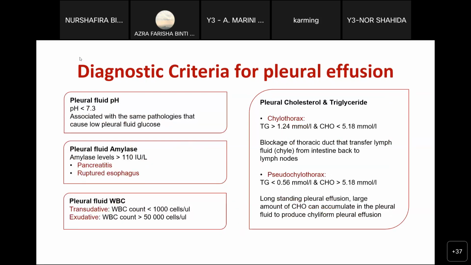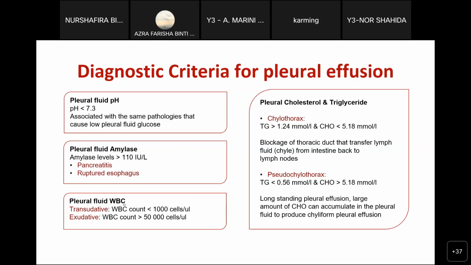Next one is about the pH. If the pH is less than 7.3, or just now I said 7.4, it is most likely to be associated with the same pathologies that cause the pleural fluid glucose to be low, like the causes I mentioned before. So the next one is pleural fluid amylase. If the amylase level is greater than 110 IU per liter, it may indicate pancreatitis, ruptured esophagus.